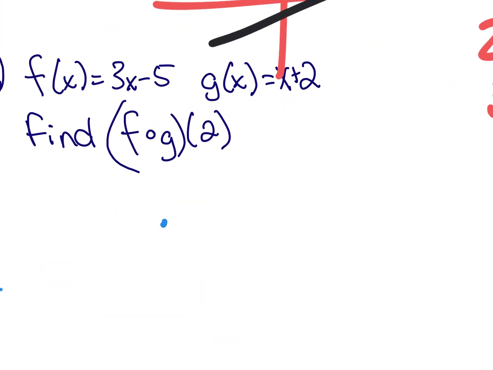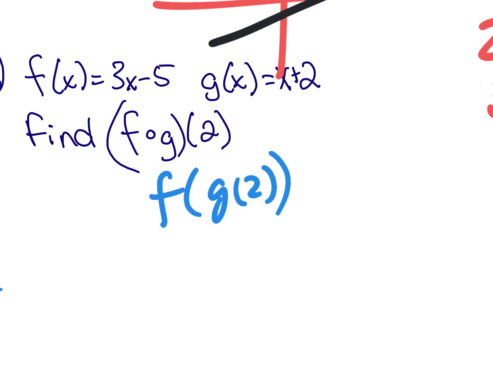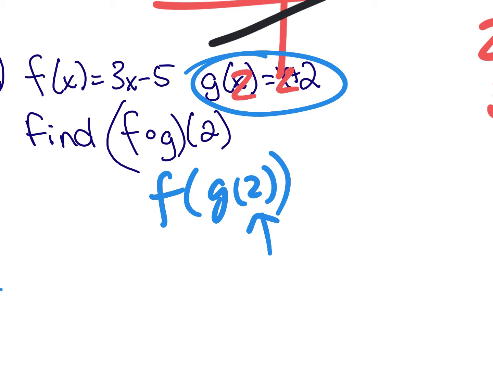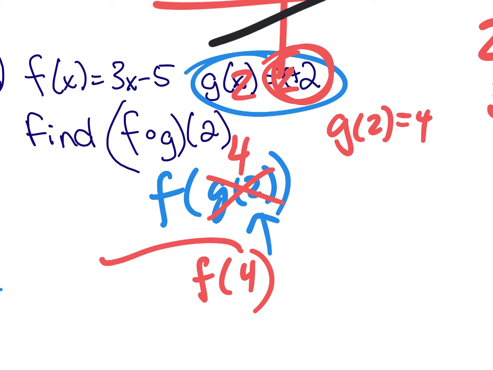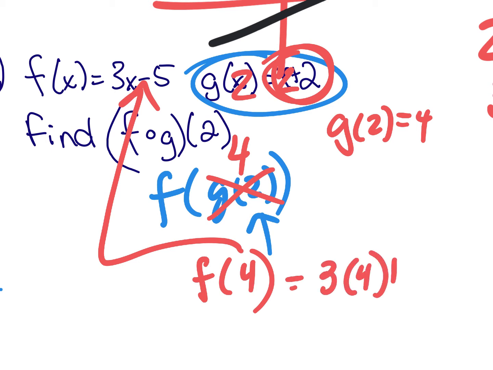And last but not least, this means f of g of 2. And here's g of x, and it looks like they want to give it a 2. So I'm putting a 2 in here, and g of 2 is 4. 2 plus 2 makes 4. So this right here is 4. So then you do f of 4. 4 then goes into the f function right there. And I get 3 times 4 minus 5. 12 minus 5, 7. Okay, so those are the problems we started with on the board.